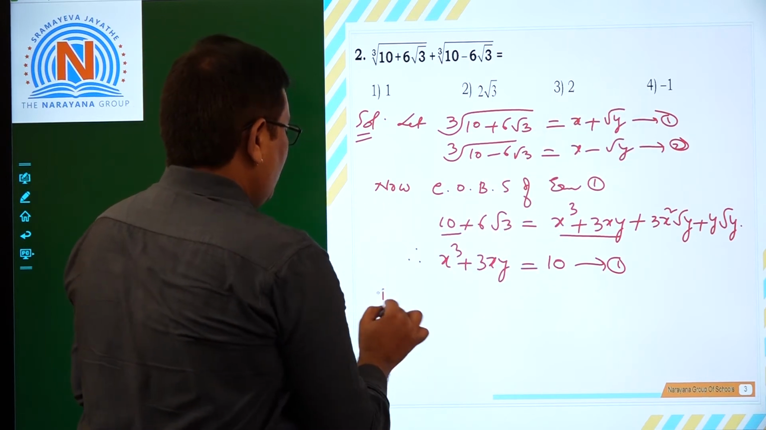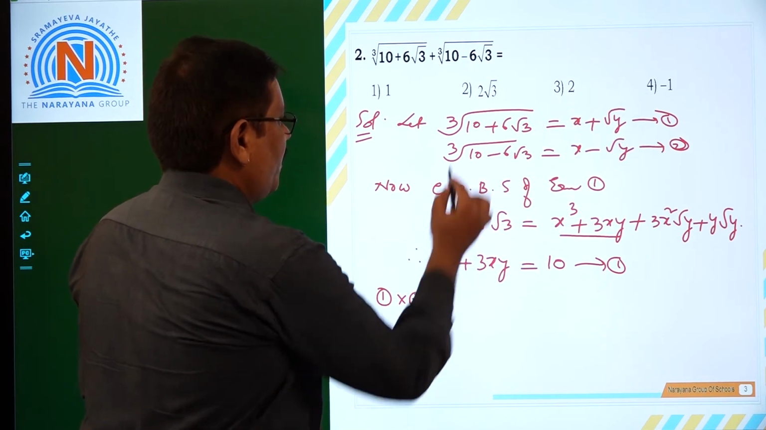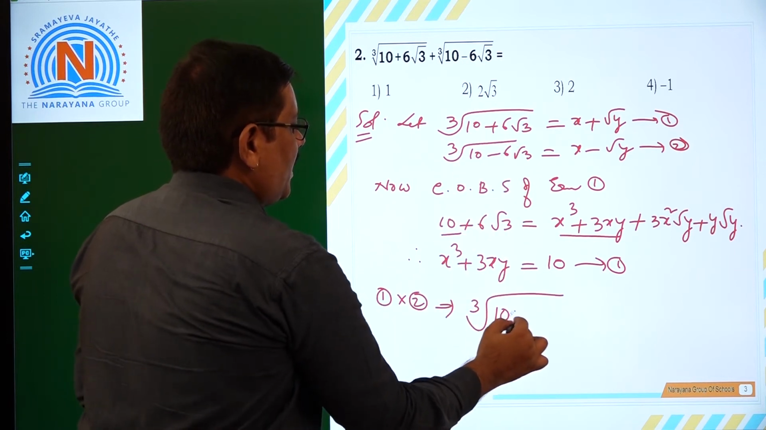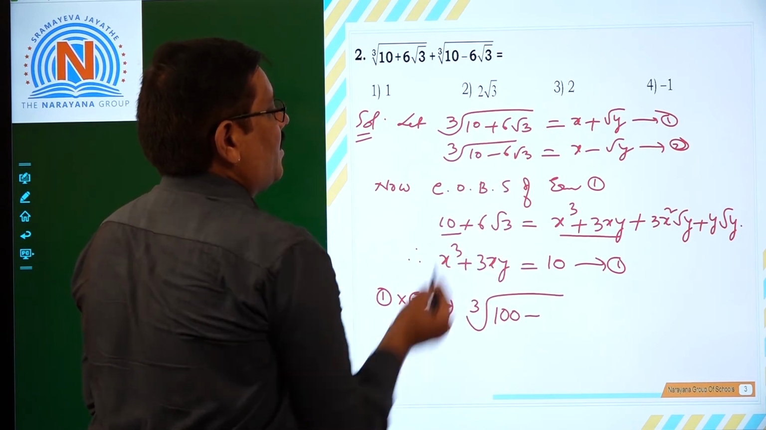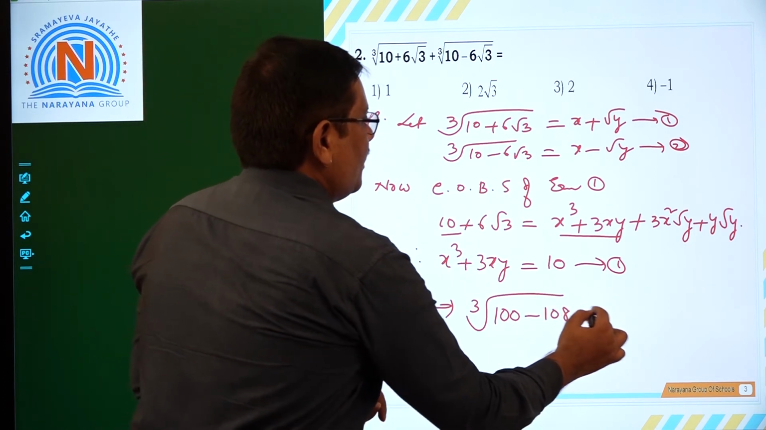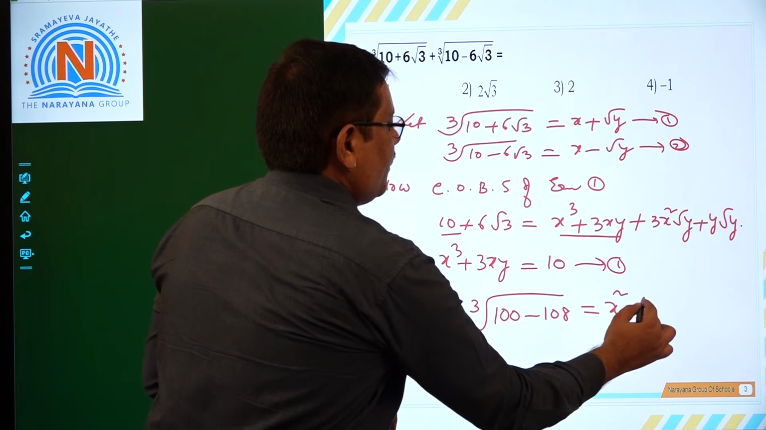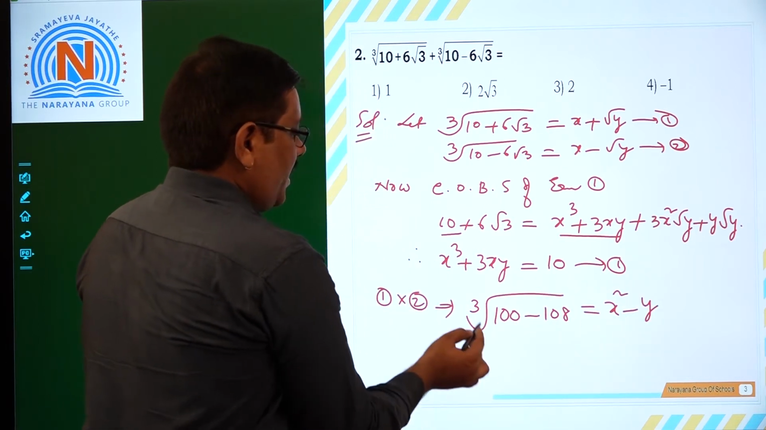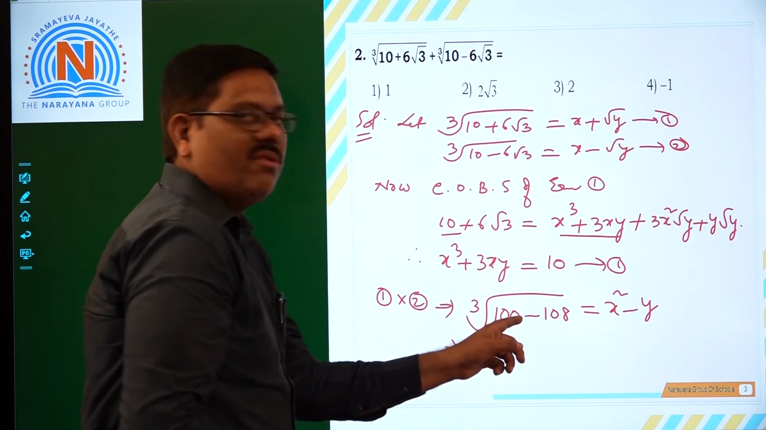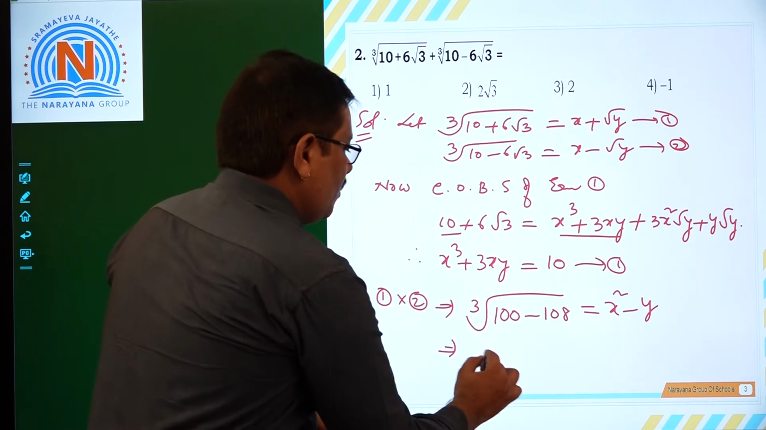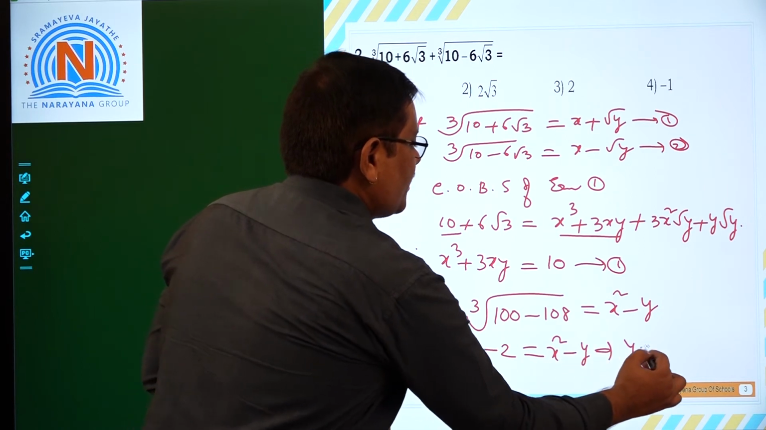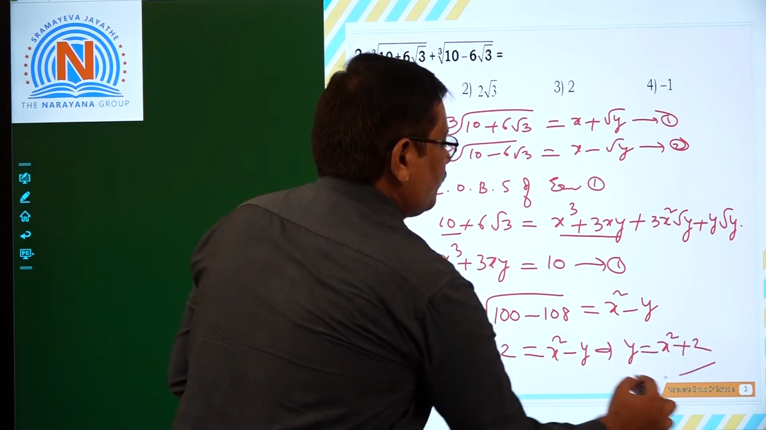Multiply 1 and 2. 1 into 2 implies, what do you get? Cube root of product of these two, that is 100 minus 6 square, that is 36, 36 into 3, that is nothing but 108. That is going to be x square minus y. That implies cube root of 100 minus 108 is nothing but minus 8. Cube root of minus 8 is minus 2. So minus 2 is equal to x square minus y. It implies y is equal to x square plus 2.